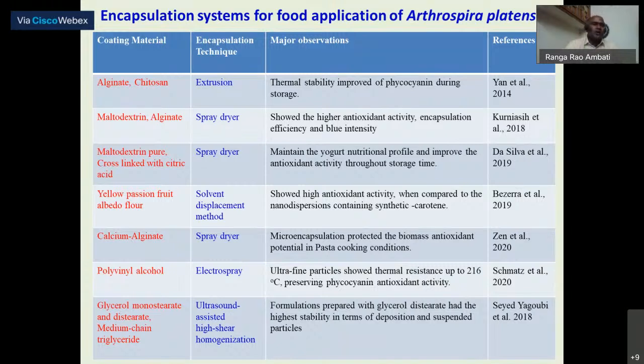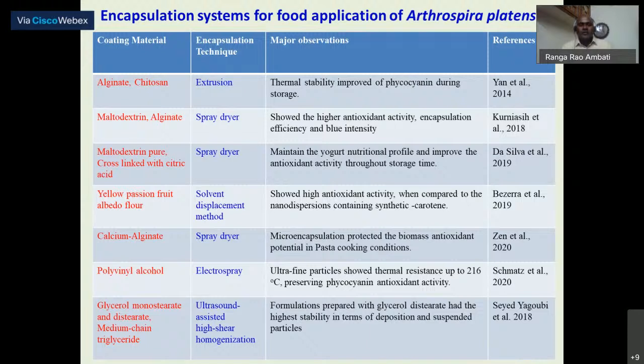So people used various coating materials and various encapsulation technologies for encapsulating the spirulina and the phycocyanin from the spirulina. During this process, thermal stability improved for phycocyanin and it showed higher antioxidant activity, and encapsulation efficiency improved. They used yogurt, and that yogurt's nutritional profile is not changed. It improved the antioxidant activity through the storage time and showed a higher antioxidant activity when they used nano dispersions.